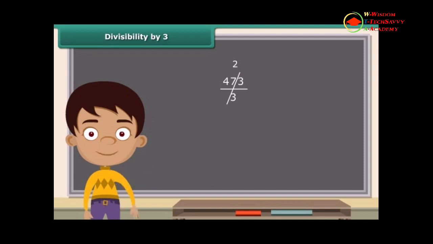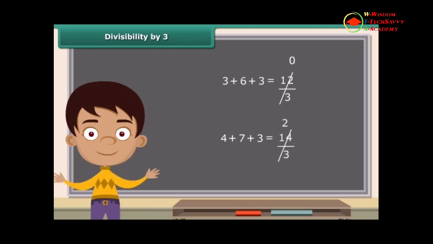To verify whether a number is divisible by 3, add up the digits of the number. For example, to check if 363 is divisible by 3, we add 3, 6 and 3. We get 12, and 12 is divisible by 3. Add the digits of the number 473. The sum is 14. 14 is not divisible by 3. Therefore, we can say that if the sum of the digits of a number is a multiple of 3, then the number is divisible by 3.